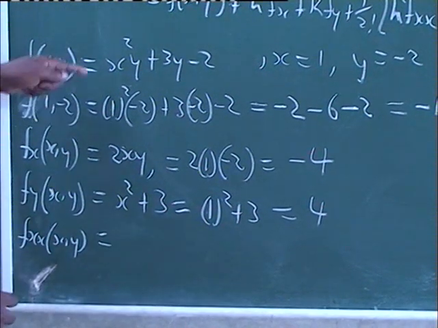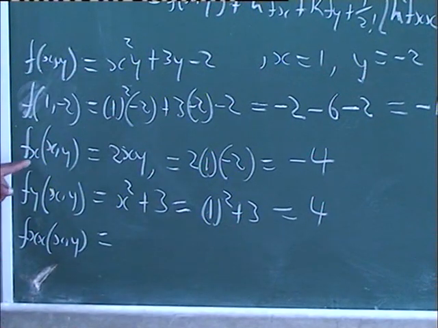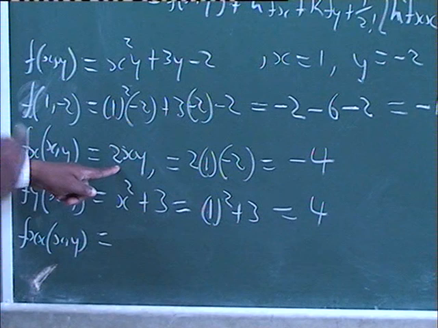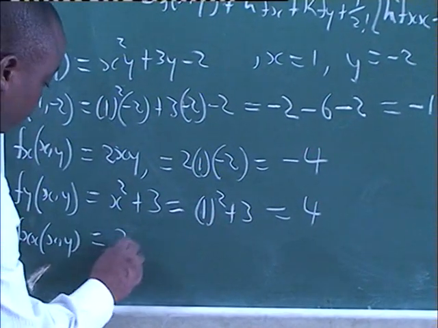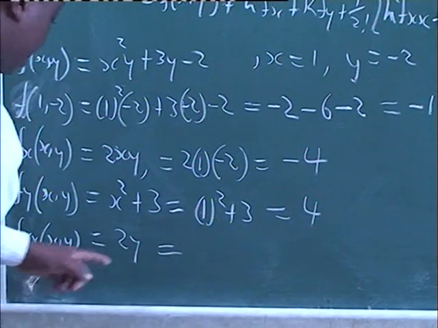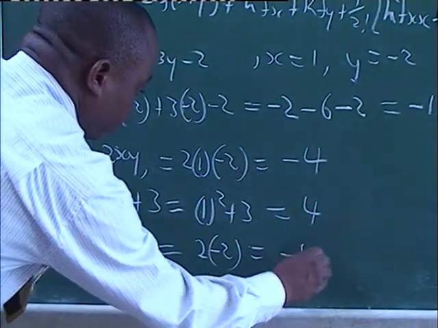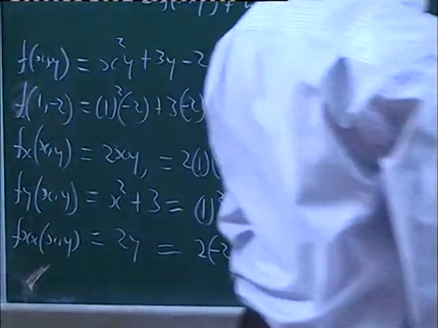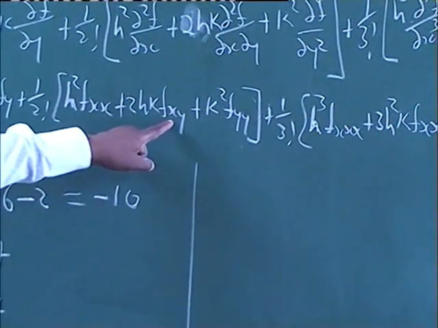Now the second derivative of f with respect to x is partial f xx. And that will give us, if I differentiate this with respect to x, I will have 2y. Now there is no x, I'm going to put only minus 2, which will give me minus 4. Alright. And the next thing, we stop at this place. So I'm going to differentiate this.